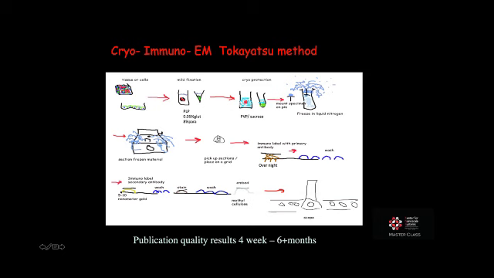This seems simple enough, but in reality, publication quality results may take 4 to 6 months, because every step of the way, from fixation to determining your proper primary antibodies, needs to be determined one step at a time, and that just takes time to do. But then you can end up with very high resolution images of your protein localization.